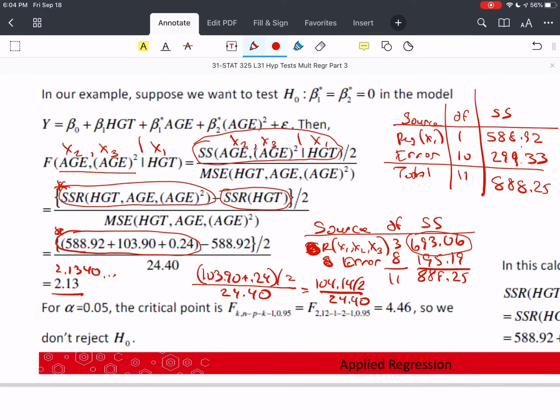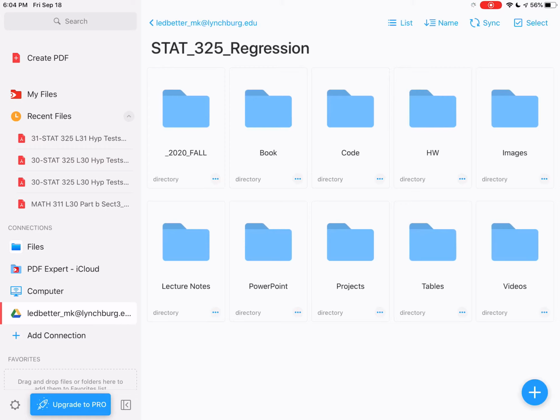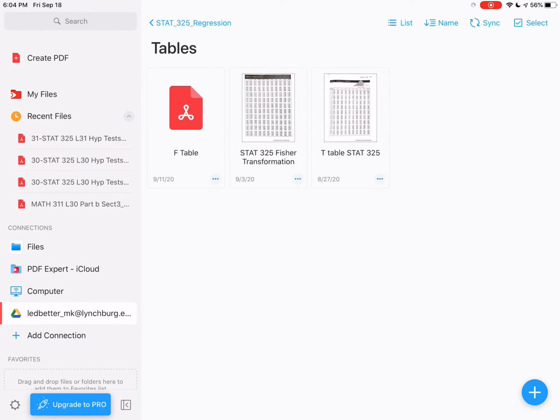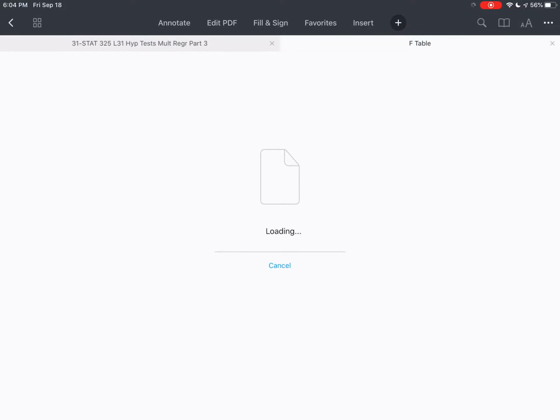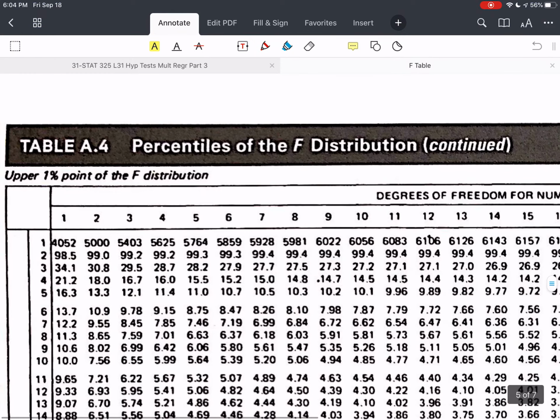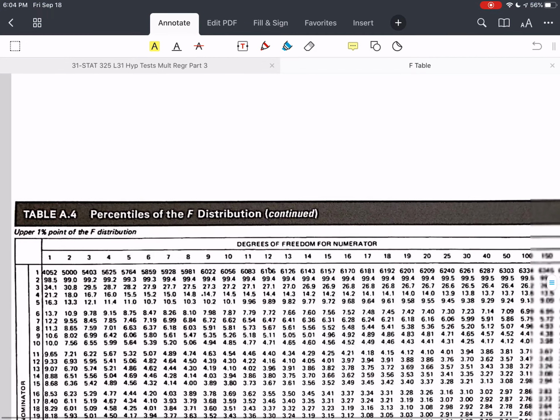And the critical value, we need to look at K. So let's see if we can find this in our F table. Hopefully I have an F table. Tables. F table, good. Take a minute to load, because I had to use CamScanner to take pictures because they don't have an electronic version of this book as far as I can tell.